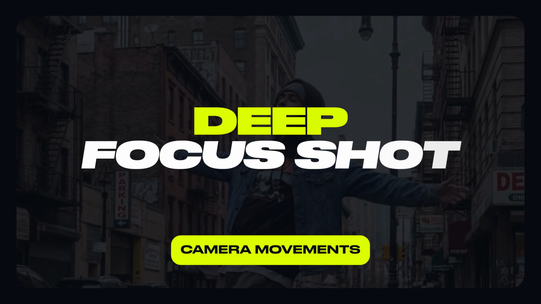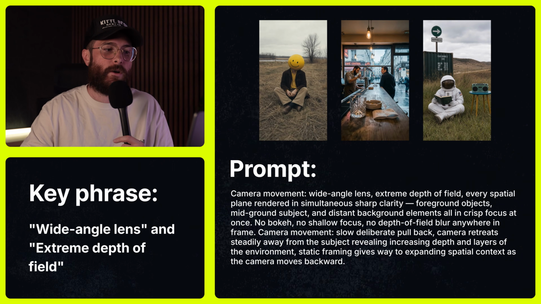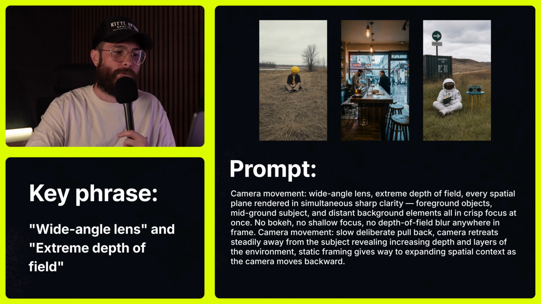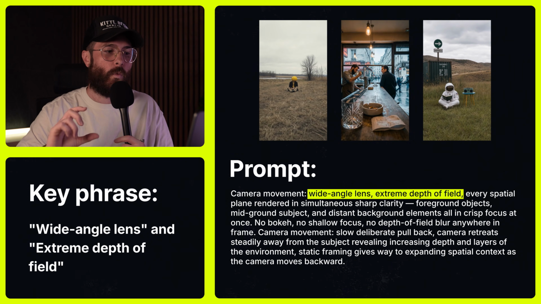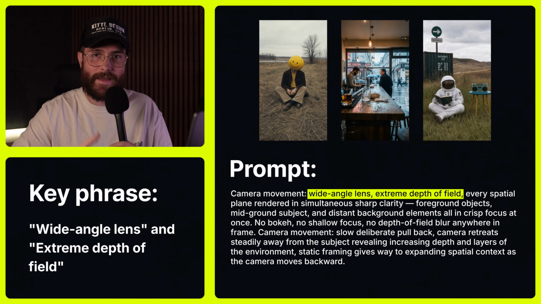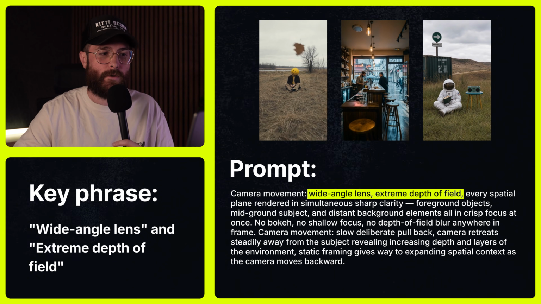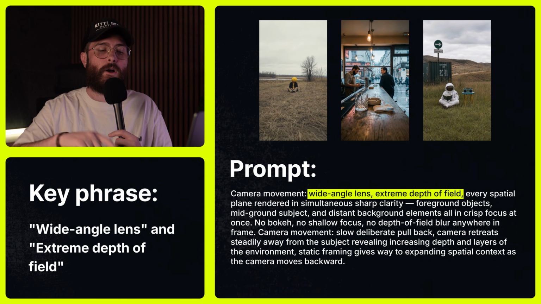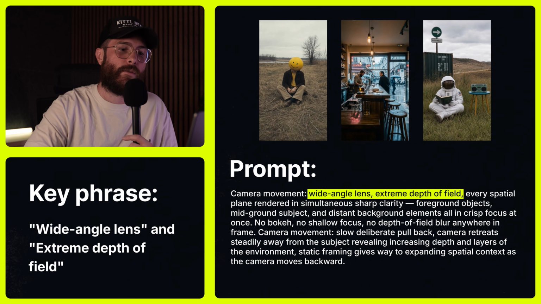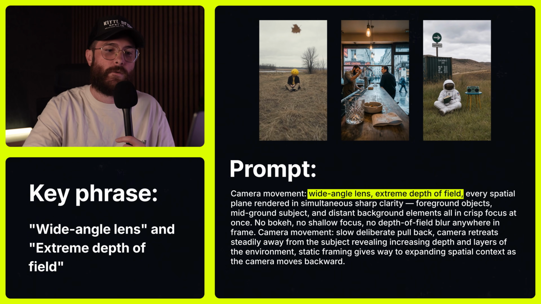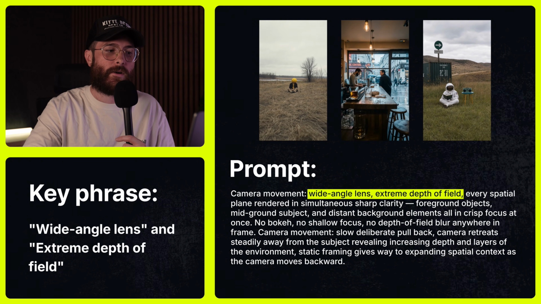All right, next up is called the deep focus shot. I referenced this at the beginning of the video, and you're probably wondering what that is. This one is actually 2 camera techniques or movements working together. The first part is about your lens and the depth of field. So we want to include wide angle lens and extreme depth of field. These 2 phrases together are telling the AI everything in the frame should be sharp. The foreground, the midground, the background, everything.